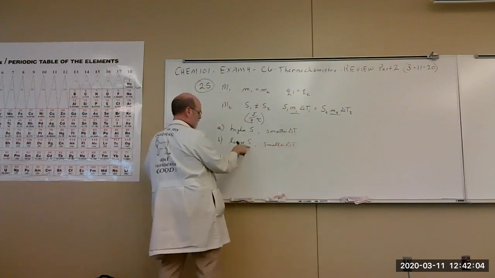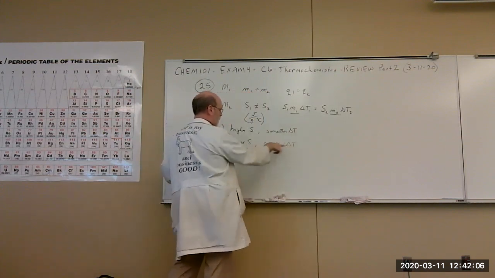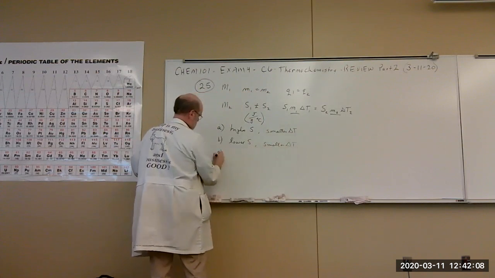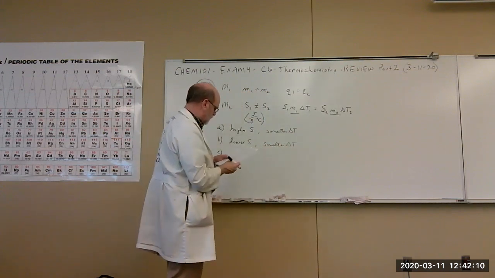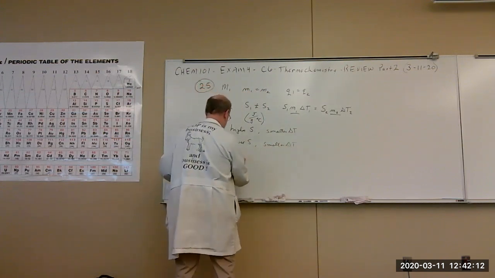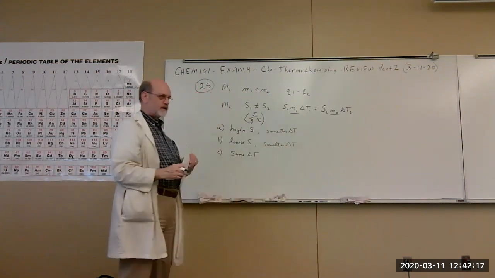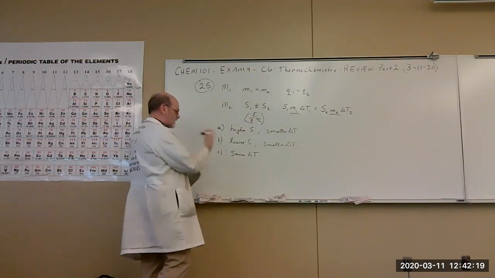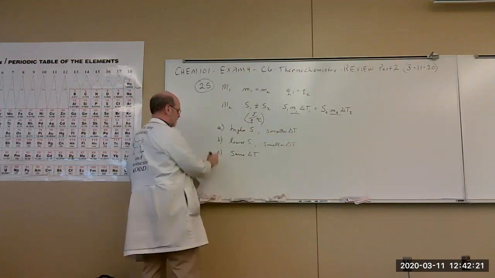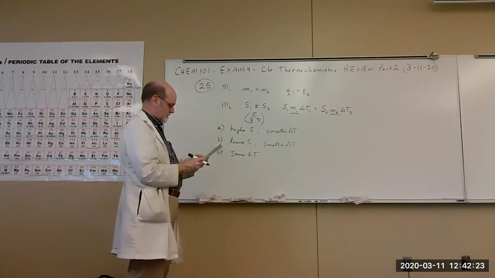So the one with the smaller specific heat capacity would have the smaller delta T. C says both undergo the same change. Same delta T. Is that one even reasonable? They've got different heat capacities. The delta T's have to be different. Right? So we can throw that one out right now.